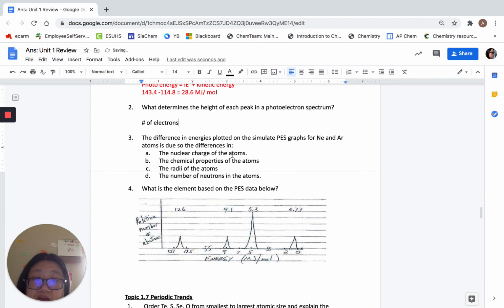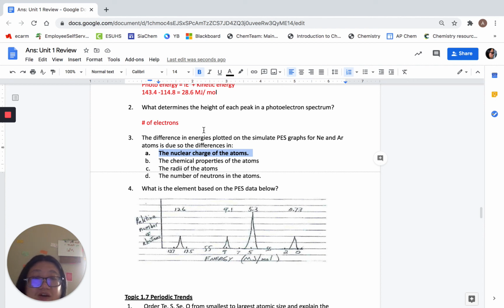Okay, the difference in ionization energy in the PES graph for Ne and Ar is due to a difference in what? Well, why would Ne and Ar have different energy? Because they have different nuclear charge of the atom. Ne has 10 and Ar has 18. So the 1s is really going to get pulled in more in Ar versus Ne.